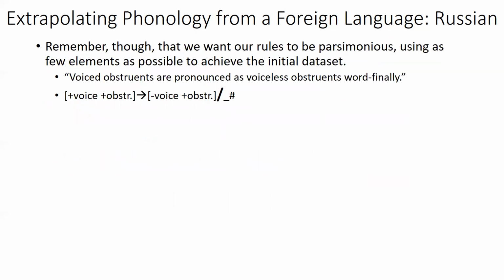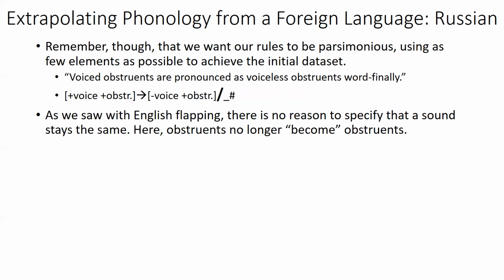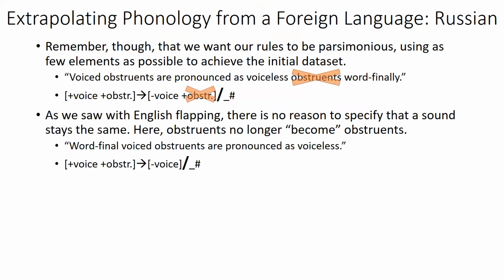But remember, like I said, we want our rule to be parsimonious. We have to use as few elements as possible. So let's look again at this rule where we say voiced obstruents are pronounced as voiceless obstruents word finally. So we don't need to specify when sounds stay the same. That was my example about the Parmesan and Romano cheese containers. So we don't want to say obstruents become obstruents. So we take out that element, and then we just say word final voiced obstruents are pronounced as voiceless. If you want the word final at the end there, you could say voiced obstruents are pronounced as voiceless word finally. That would look a little more like the formal notation of the rule.